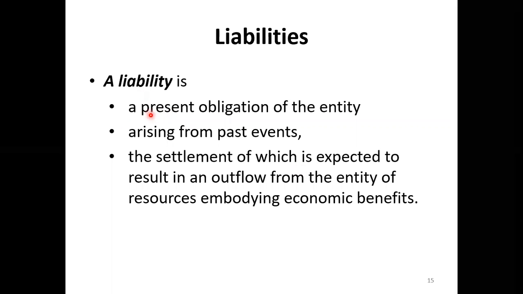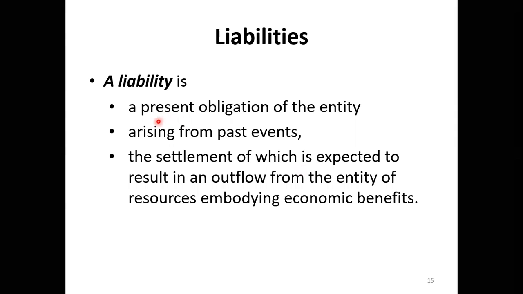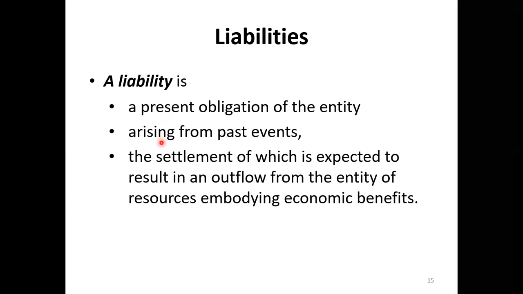This definition consists of mainly three points. The first point is that to consider a thing as a liability, it should be presently available. It's a present obligation. At present, we have to give something to somebody else, and it arises due to past events. This obligation arises due to a past transaction or past event, and when the obligation is settled, it may result in an outflow of economic benefit, in the form of cash, in the form of other assets, or increases in liability.